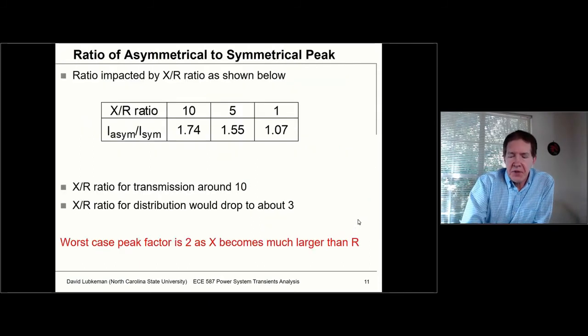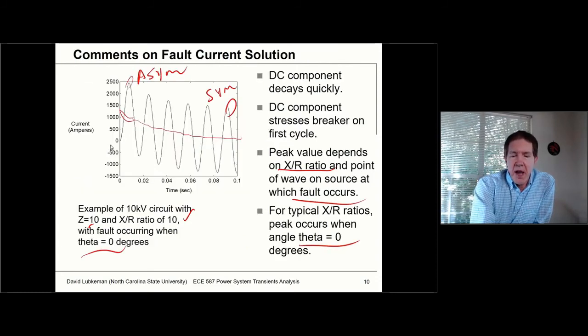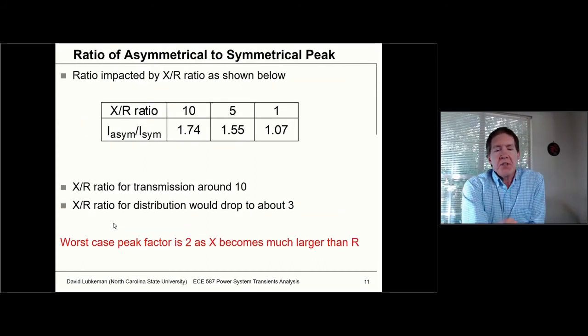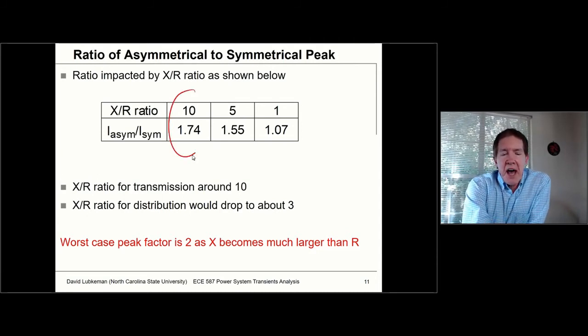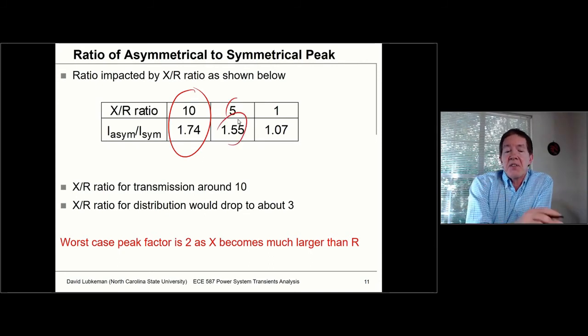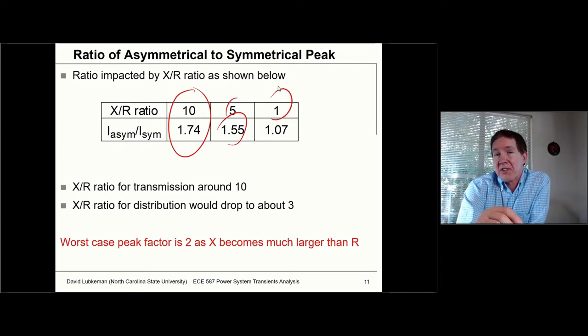So for this scenario where I have this particular X to R ratio of 10, which would be a typical value for transmission, this shows what we're going to have for this ratio. In this case, we're going to have 1.74. If this X to R ratio drops down to say 5, you can see that this asymmetric to symmetrical current difference is going to drop down. And finally, if we have X to R equal to 1, it drops down even further.